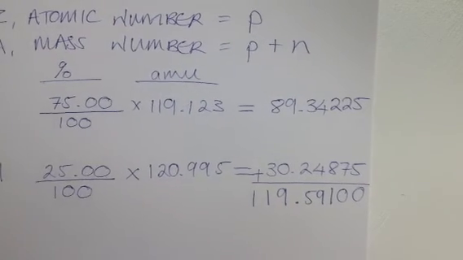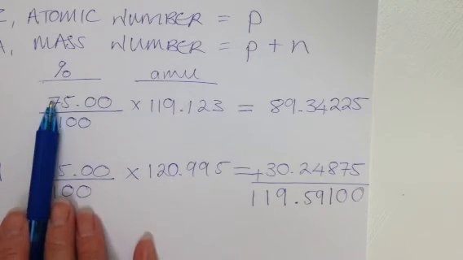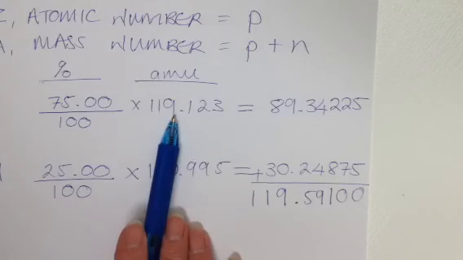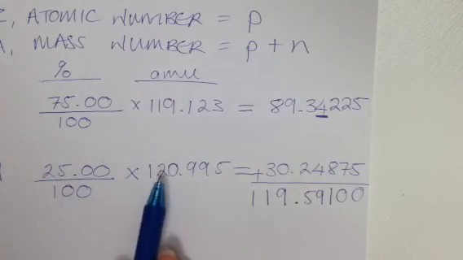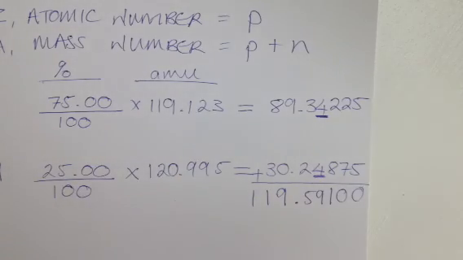Let's talk about rounding. Both the percentage and the mass are measured numbers, so we do have to count the sig figs in both of those numbers. This has 4, this has 6, so our answer should be rounded to 4. This has 4, this has 6, so again our answer should be rounded to 4. And I mean 4 sig figs, I don't mean the number 4, that's just a coincidence.